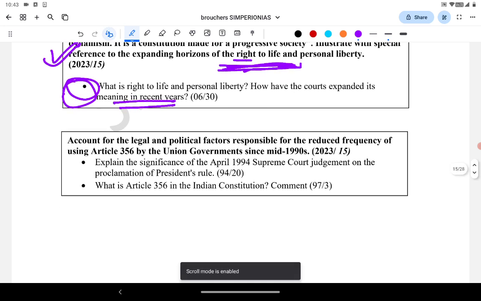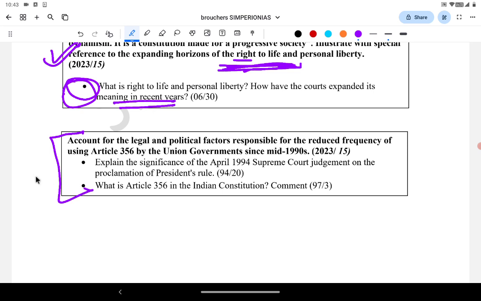Next, coming to the President Rule, Article 356. This is one of the very favorite topics of UPSC, asked many times in the prelims and mains. They have asked 3 times. The crux of the question is, what are the legal and the political factors that have reduced the frequency of use of Article 356?